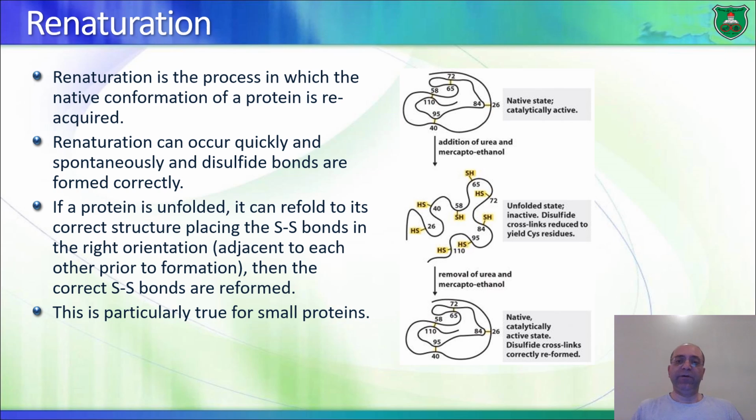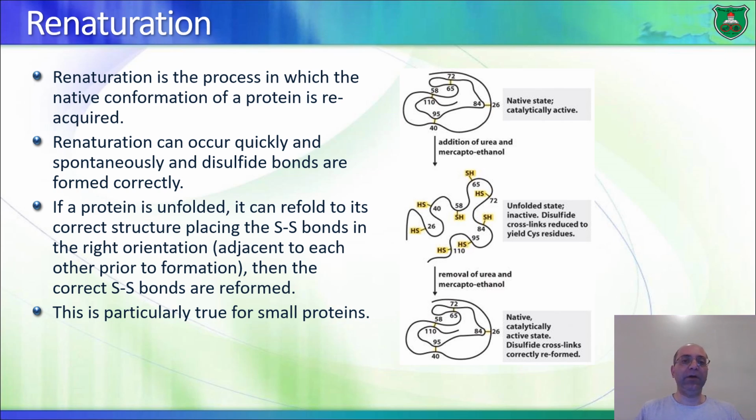Now, if we remove the denaturing factors, proteins tend to renature. They tend to reform these non-covalent interactions, and this happens slowly. This was an experiment that was done in the 70s, and the scientist who did this experiment and explained it got the Nobel Prize for it.